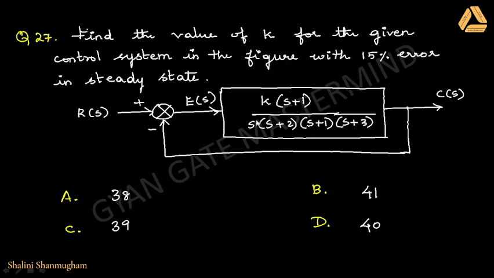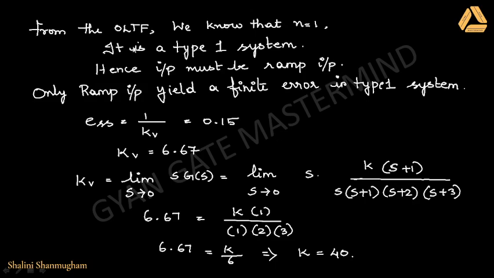So for type 1 system, the input must be a ramp input to get a finite error constant. So from the open loop transfer function, we know that n is equal to 1. It is a type 1 system. Hence input must be ramp input. Only ramp input yields the finite error in type 1 system. So we know that ESS is equal to 1 by KB equal to 0.15, because it is 15%.